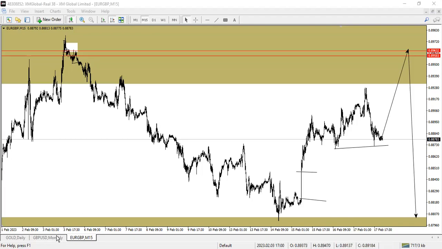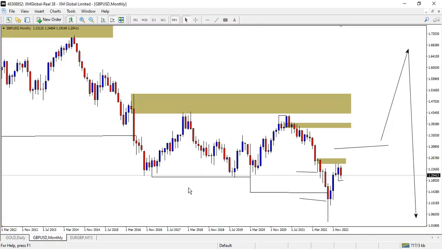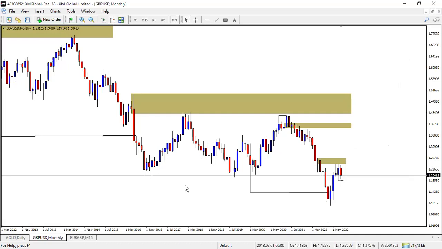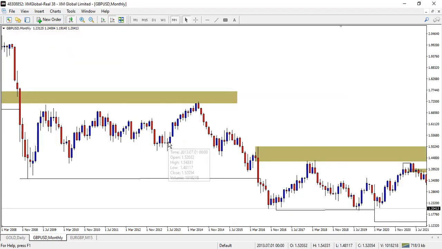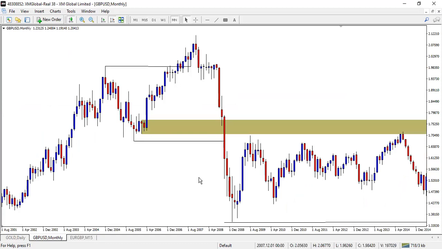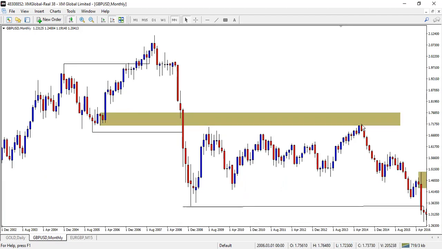Now we have again GBP USD. All right. This one is already marked on monthly time frame. These are my analysis. I'm busy with them. Just to give you a quick hint of what happened there. We have a break of market structure in a bullish direction, then we have a break of market structure in a bearish direction. So this, our breakout block here, as you can see, is already mitigated.